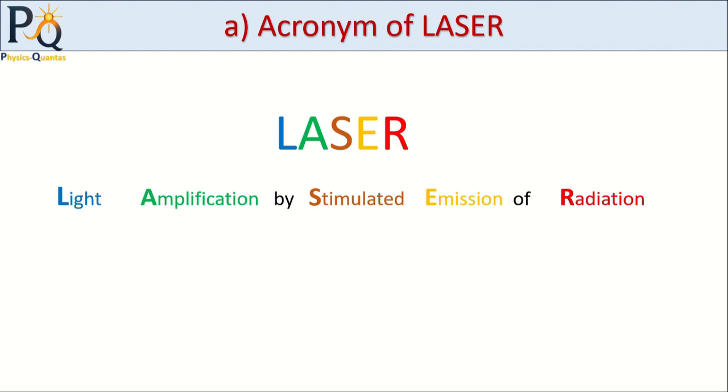Firstly, we'll see the acronym of laser. It is light amplification by stimulated emission of radiation. So light is going to be amplified in a laser by the phenomenon of stimulated emission, and that's radiated out from the source. That's called laser.